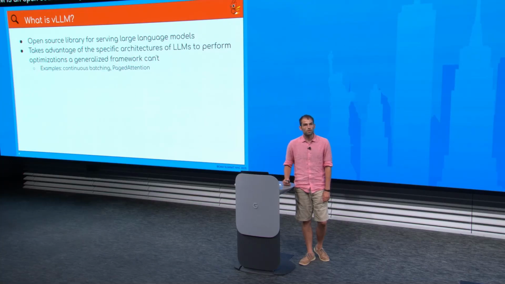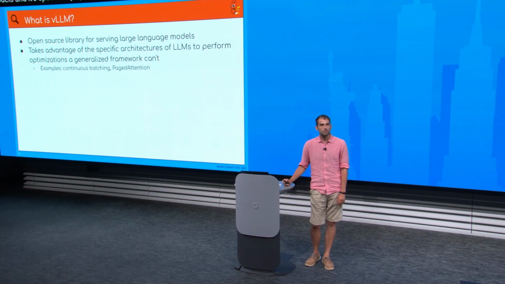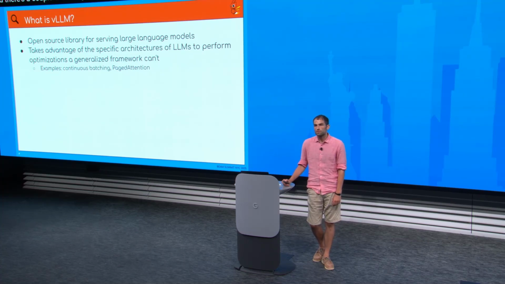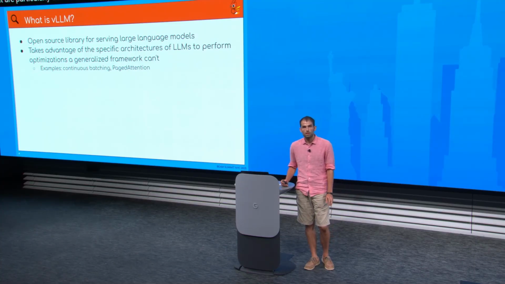vLLM is an open source library which is used for serving large language models. It's specifically optimized for large language models. You can't use it to serve just any random model. It's specifically for LLMs. There are a couple of efficiency gains that you get as a result of that. Two that are particularly useful are continuous batching and paged attention.